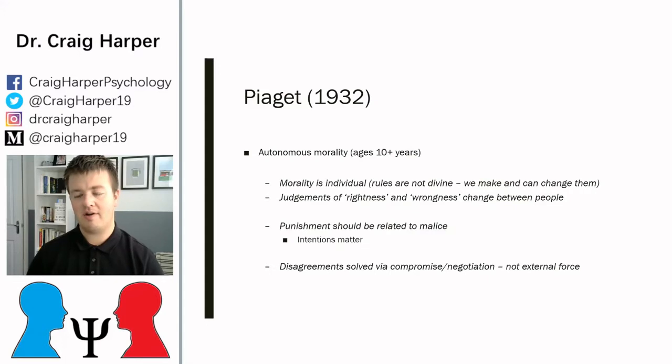And the idea here around the resolution of conflict is that instead of some kind of external arbiter coming in and solving conflict, you then solve conflict by negotiation and compromise. So again, getting around this idea of absolute wrongness and rightness and turning that into a more individual level discussion.